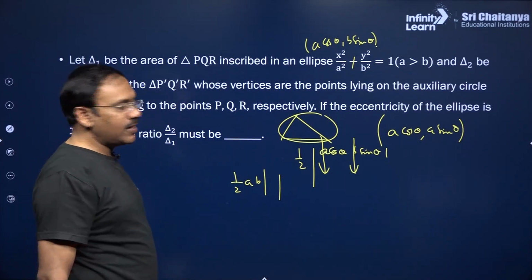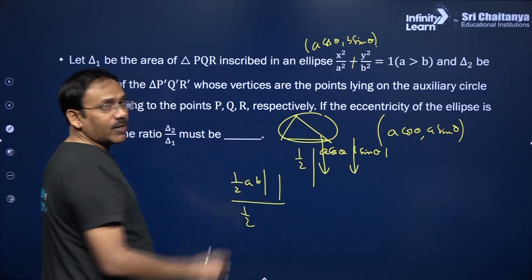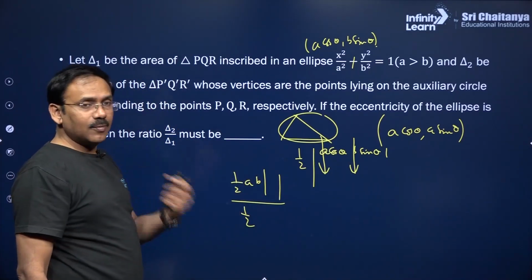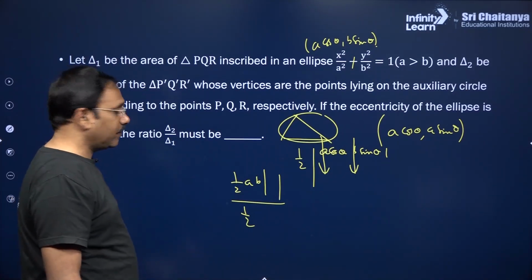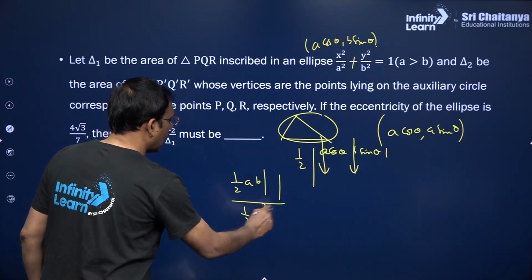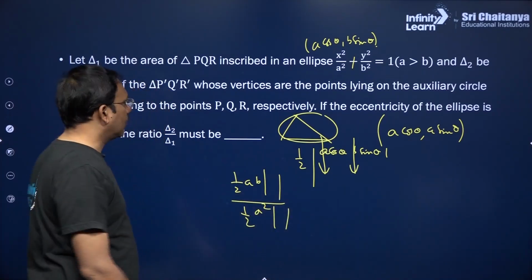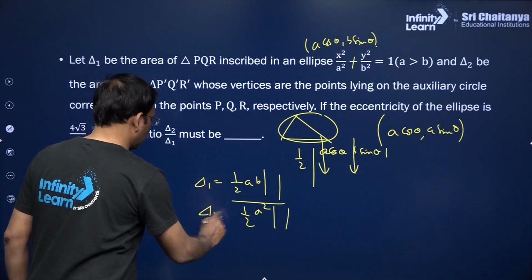Coming to delta 2, related triangle P dash Q dash R dash, auxiliary circle means both the points will be like A cos theta, A sin theta, B will become A, auxiliary circle. So A sin theta means this becomes half A square into this you are going to get. This is going to be delta 1, my dear friends, this is delta 2.